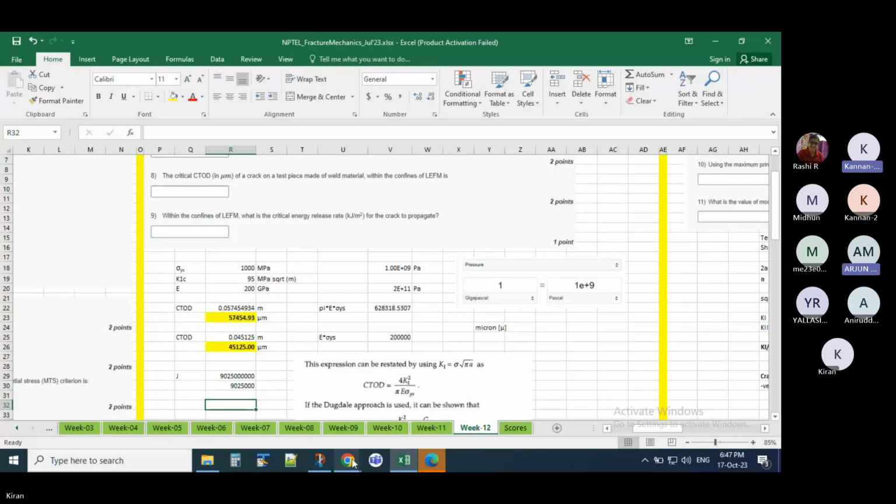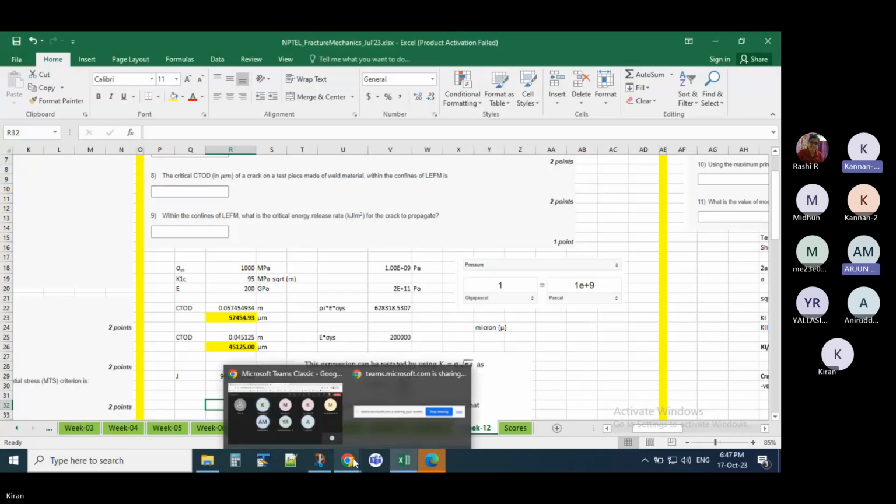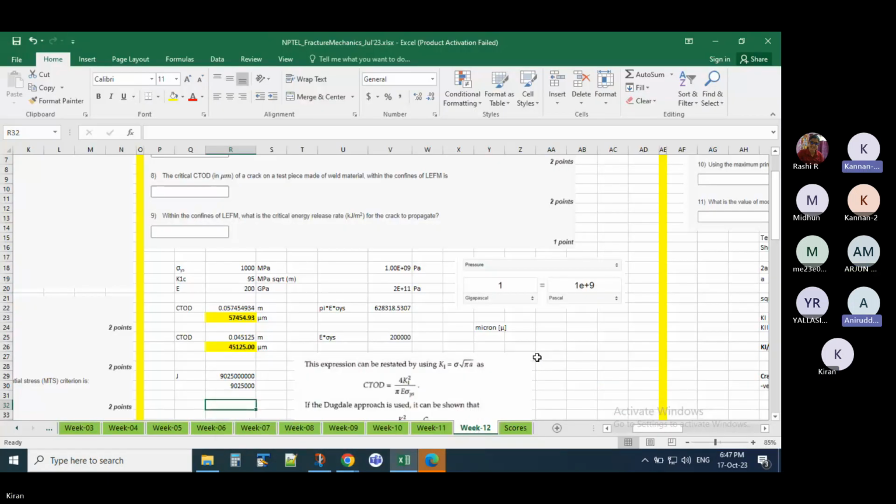We can do it here. Can you just modify the Excel sheet? Yeah, I will do it later. Okay.